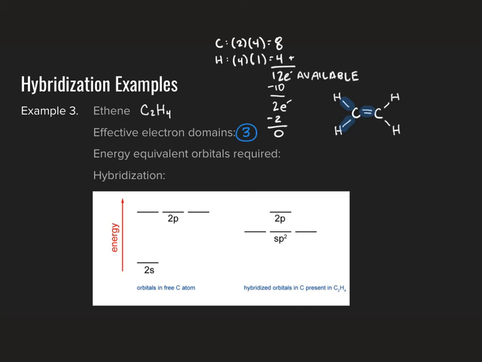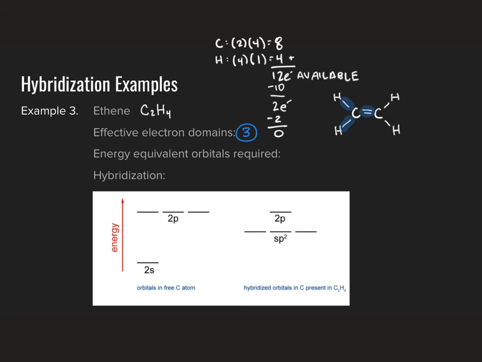So we've got our trigonal planar geometry, and we now need to understand how we can form bonds that will give us the correct number of energy equivalent orbitals required to make this molecule work. So ignore the carbon on the right for the time being. Let's just look at the carbon on the left.